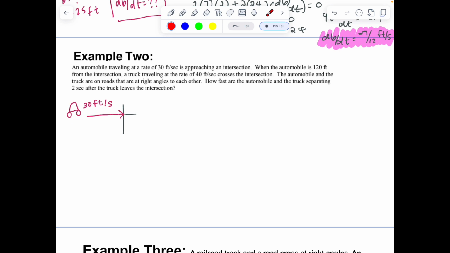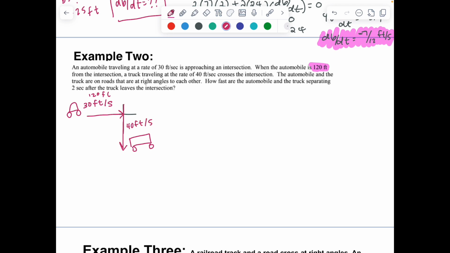But basically, we have this automobile, and it's traveling towards an intersection at a rate of 30 feet per second. And then we're going to be concerned about what's happening when the automobile is 120 feet from the intersection. So I'm going to write 120 feet. That's the moment in time we're concerned about. And then it says a truck is traveling at a rate of 40 feet per second, and it actually crosses the intersection. The automobile and the truck are on roads at right angles to each other. So that means the truck has to be on this road, and it says it actually crosses, so it's going to be going like this. And so that's our truck. And this truck is traveling at a rate of 40 feet per second.